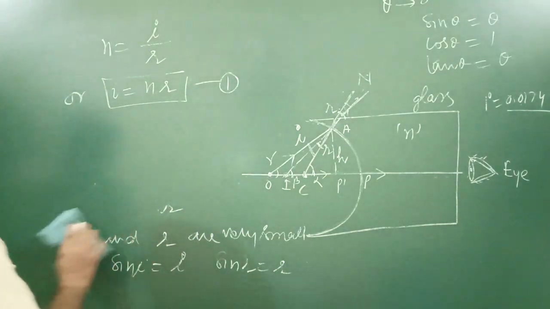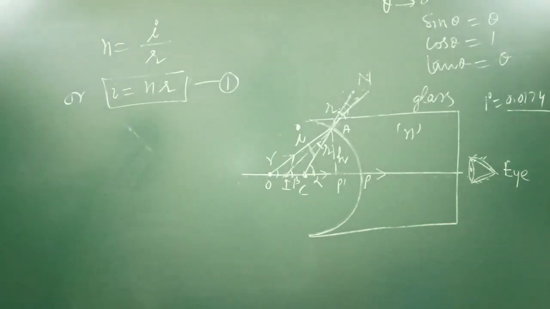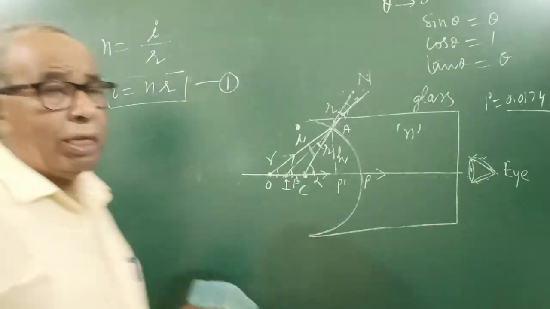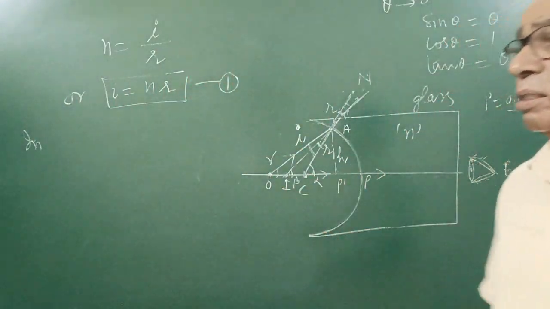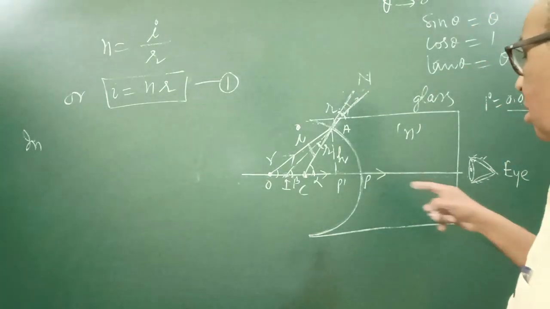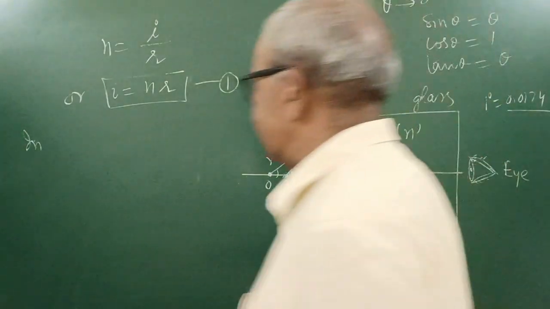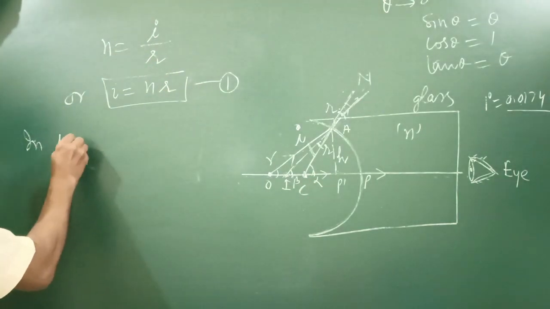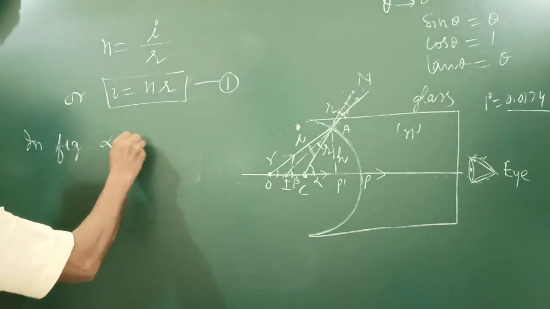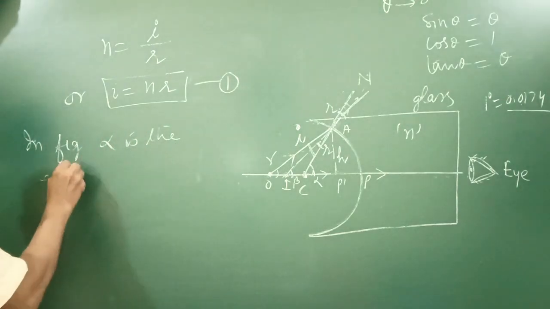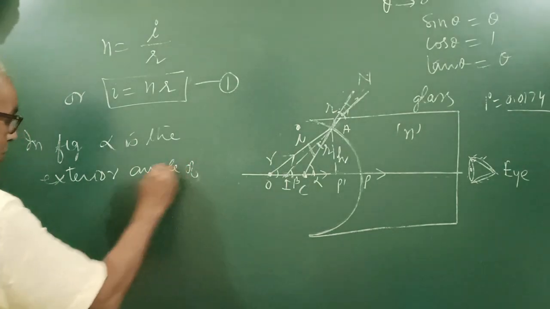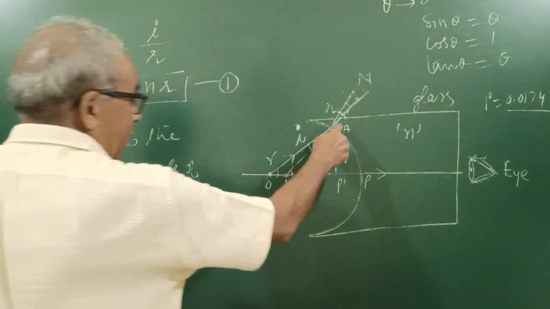Now in this given figure, there is triangle ACO. And actually our aim here is to relate image distance, object distance and radius of curvature with n. So we need distances along the principal axis. In the figure, alpha is the exterior angle of triangle ACO.